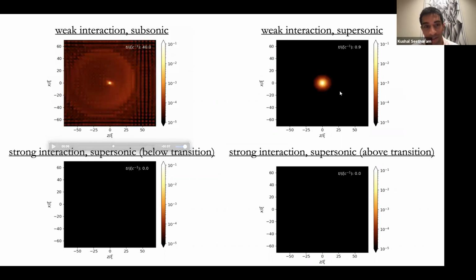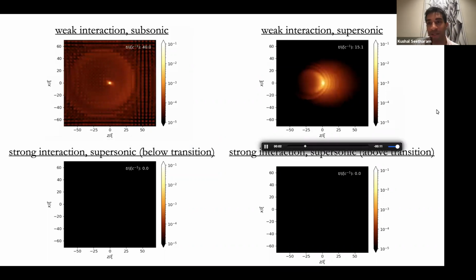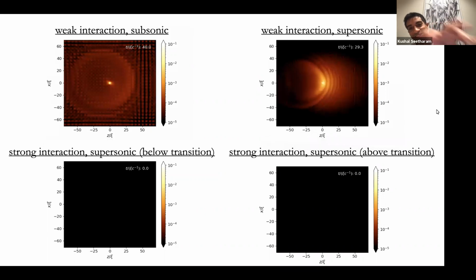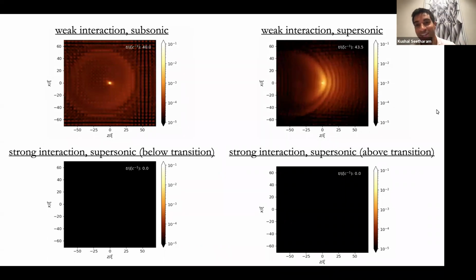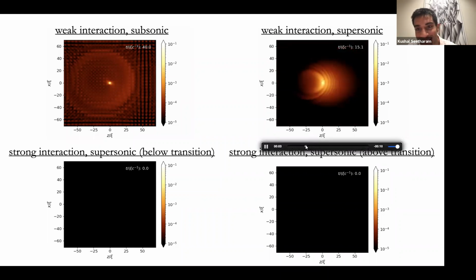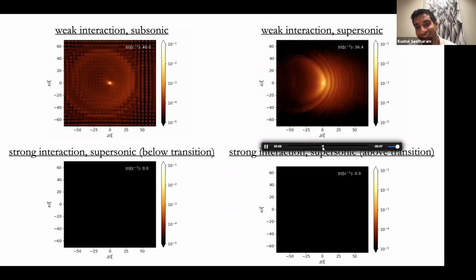Then you can also look at what happens for weak interactions that are supersonic. And this is that Cherenkov cone I mentioned. Let me rewind a little bit. You can see that the cone angle changes. This is something that is only due to the finite mass of the impurity, because it's recoiling, the impurity itself is slowing down.